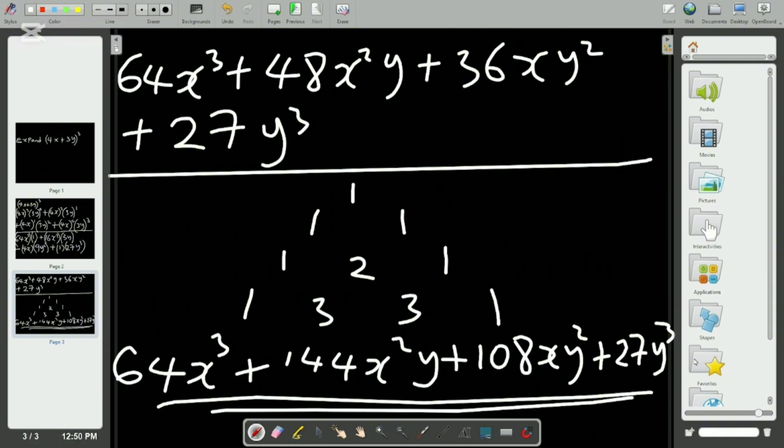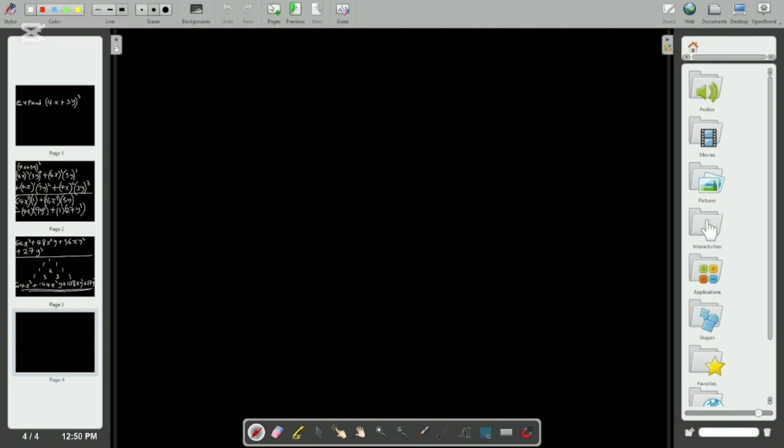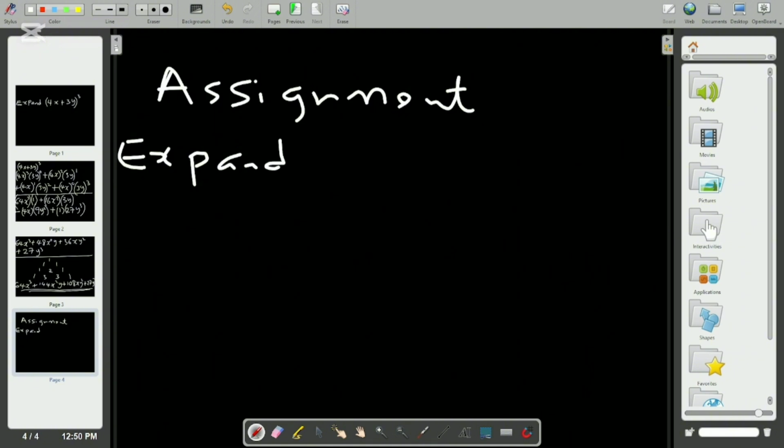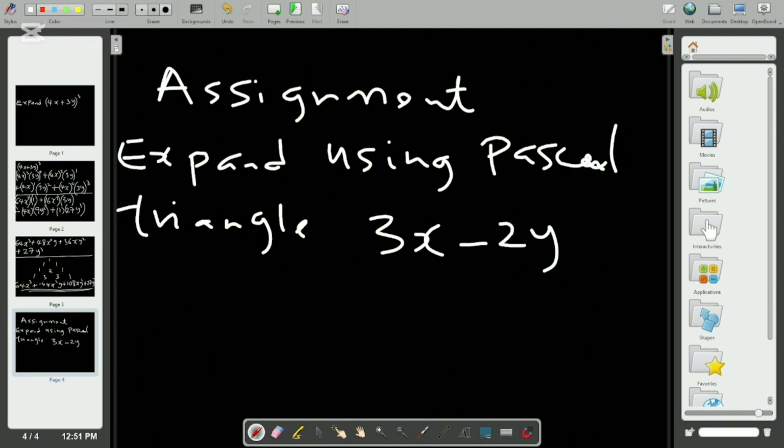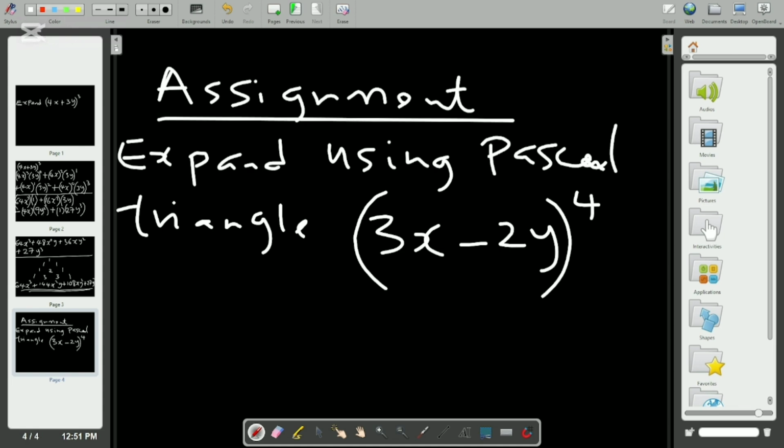If you understand this, you'll be able to expand any binomial raised to any power. But before I go, I want to leave you with one assignment. You just try that. Boom. This is the assignment. You can try this: expand using Pascal's triangle 3x minus 2y, all raised to the power of 4. So I give you this assignment to try.